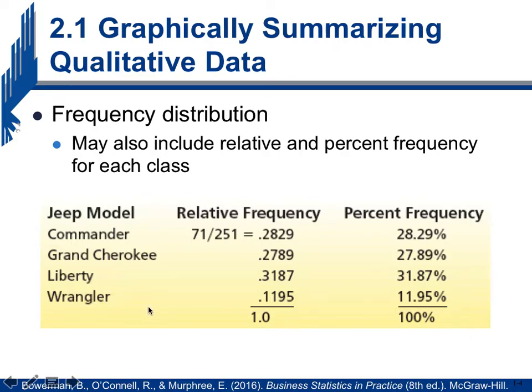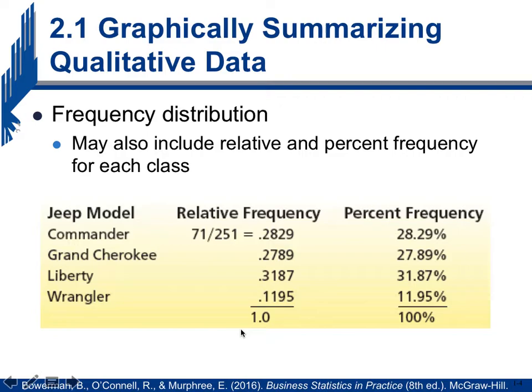For the same example, we can compute for those by just getting the proportion of each class to the entire dataset. In the dataset earlier, we've seen that the frequency for Commander is 71 and the total for all the 4 classes was 251. So we can compute the relative frequency by just getting the ratio. That's 71 over 251, or 0.2829. Now we do the same process for all the other values and we will get the following relative frequencies. And if you get the sum of all these relative frequencies, that should always be equal to 1.